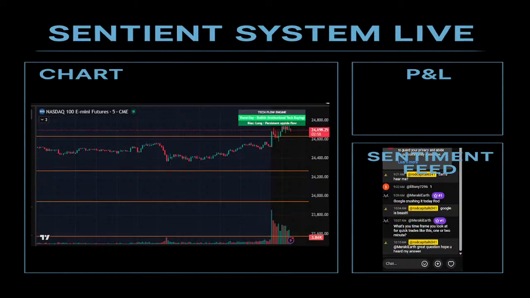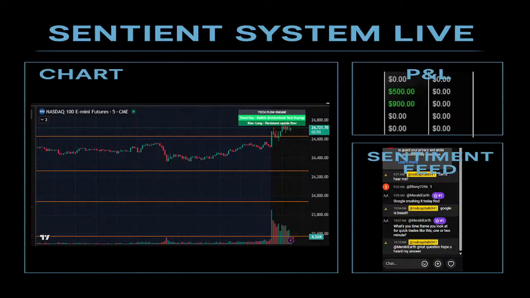Nice move. Let's see where we're at for the day. Okay, about $1,400 for the day so far. Not bad at all. 4 for 4, $1,400. Let's go.